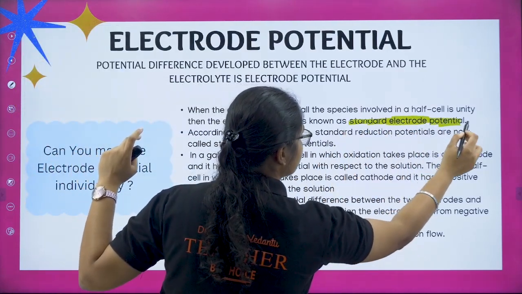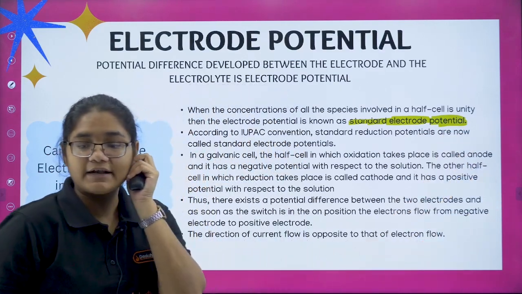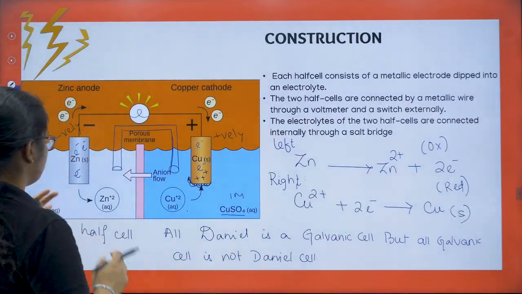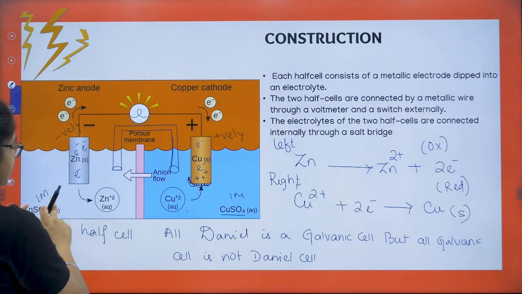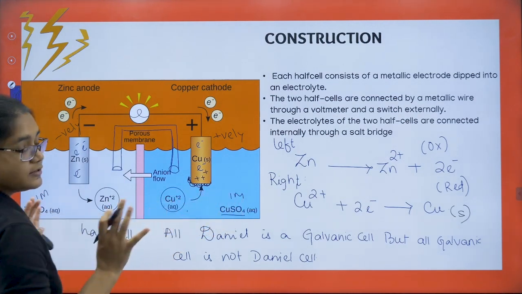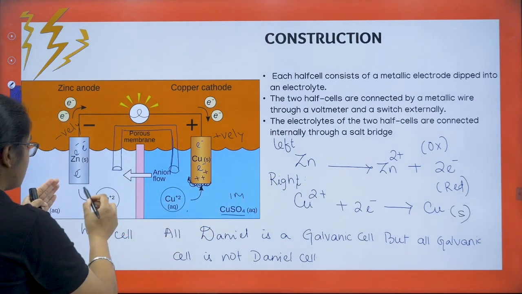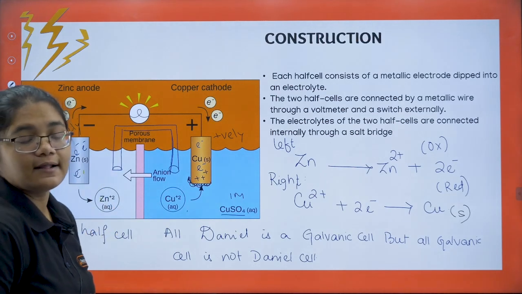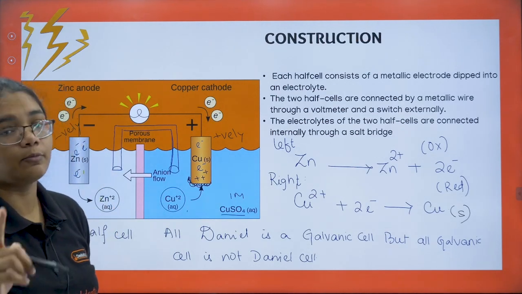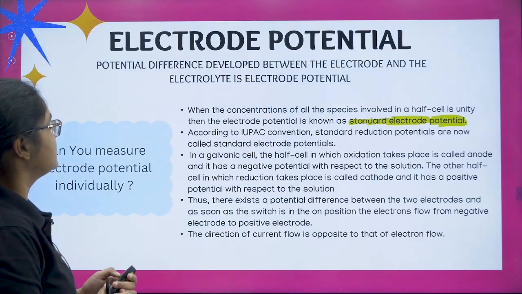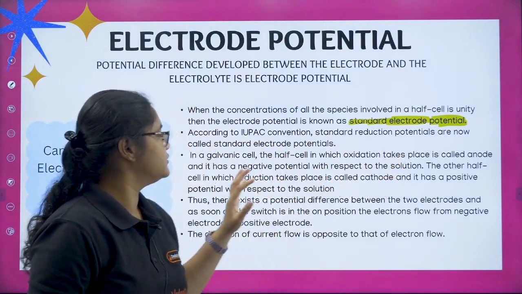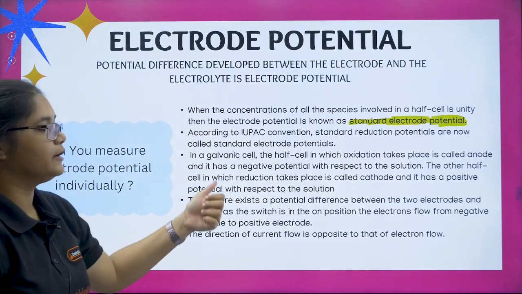What is the standard electrode potential? Suppose you have measured, if this concentration is 1 molar and this concentration is 1 molar, then whatever potential is developed between this electrode and this electrolyte is called the standard electrode potential. According to IUPAC, standard reduction potentials are now called the standard electrode potential.